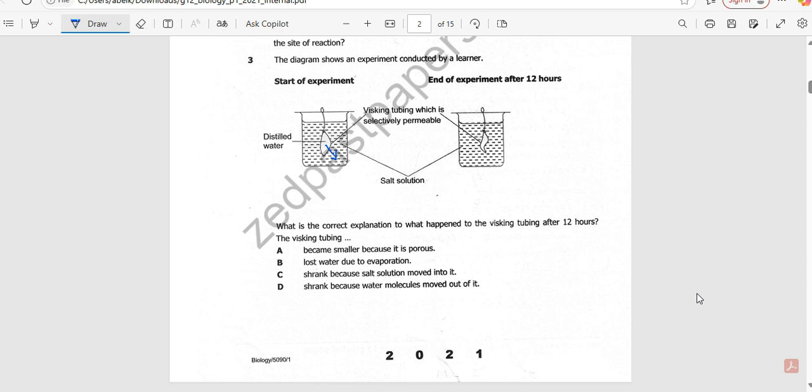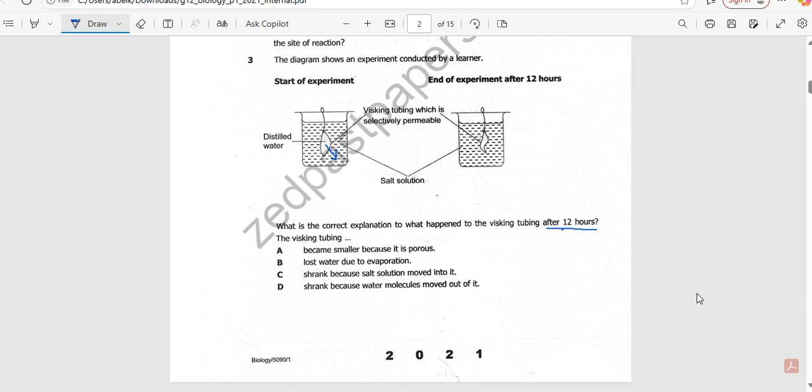Now, what is the correct explanation for what happens to the Visking tubing after 12 hours? After some time, this water is shifting from this Visking tubing into the salt solution, so we expect this to become like this. If it's a plant cell, it has shrunk. So the option that says the Visking tubing became smaller because it is porous, lost water due to evaporation, then shrank.